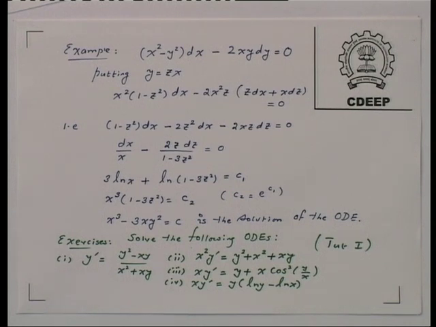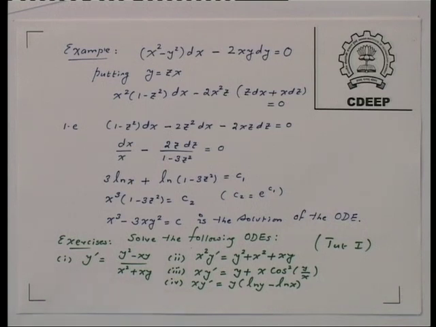We integrate: 3 log x plus log of 1 minus 3z squared equal to C1. Why the 3 log x? I have multiplied the differential equation by 3 conveniently. Otherwise, there will be a 1/3 floating around. And C1 is a constant of integration.